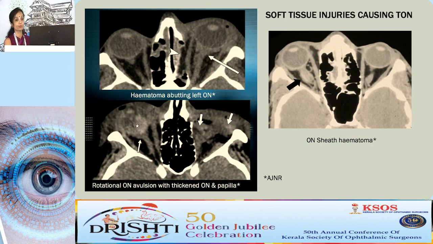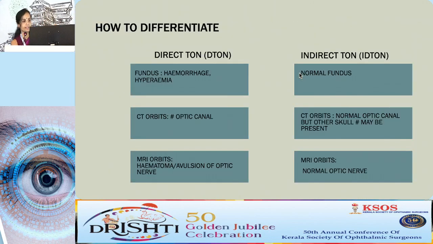Soft tissue injuries can also produce traumatic optic neuropathy. Like here you have this hematoma, which is abutting the left optic nerve, and here there is bilateral injury, and you can see that here there is avulsion. The left is a totally disorganized globe, but the right globe also has avulsion, and the optic nerve heads are thickened. And here is another picture showing an optic nerve sheath hematoma. So these pictures can be visible. These are some other pictures that will tell you axonal injuries can be picked up on MRI. So I've already described this.